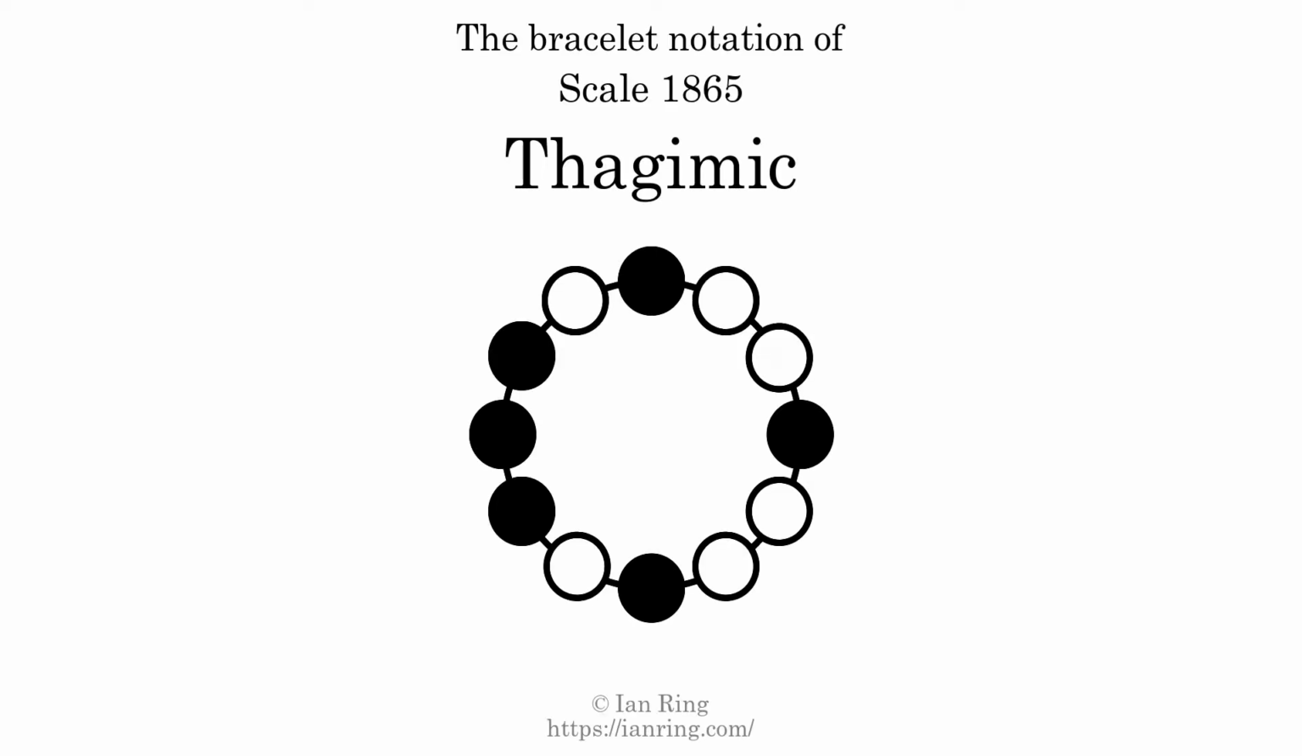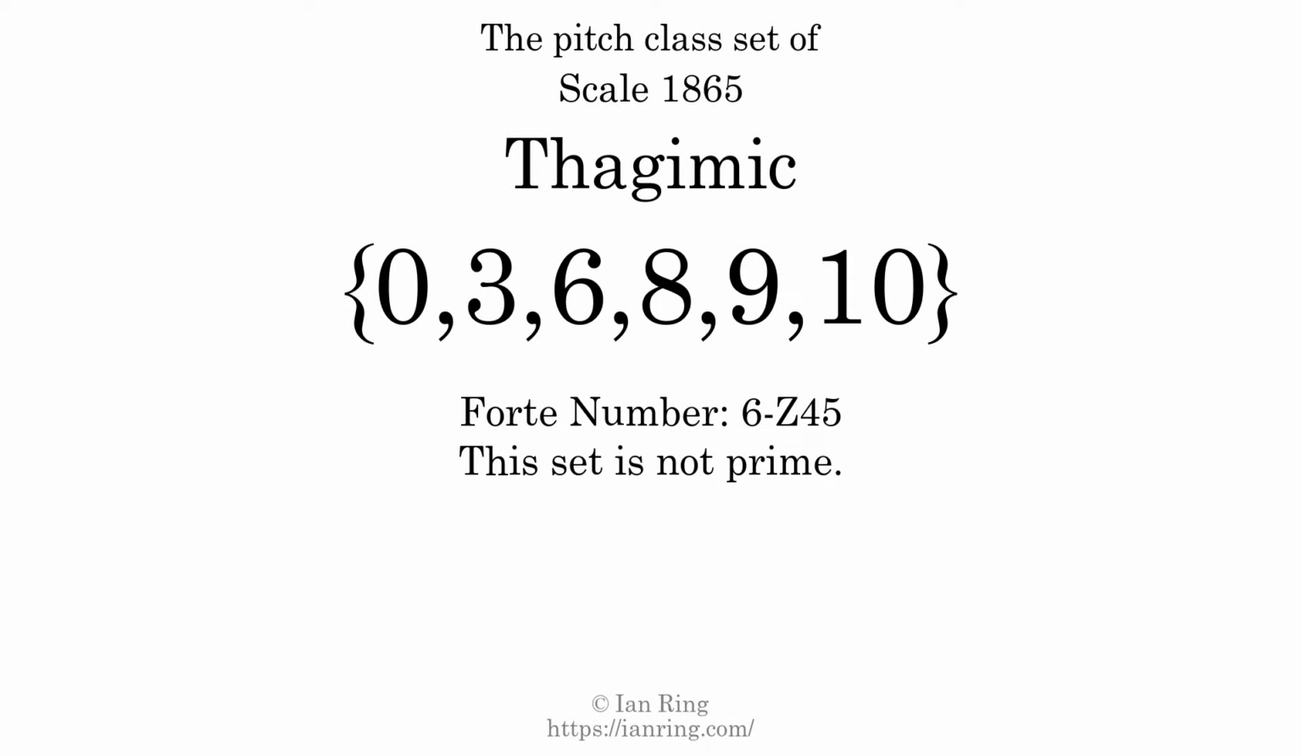This is a bracelet notation diagram of scale 1865. The shaded circles represent tones that appear in the scale, and they are read clockwise, starting at the top. The pitch class set for this scale is 0, 3, 6, 8, 9, 10. The forte class is 6Z45. This set is not prime.